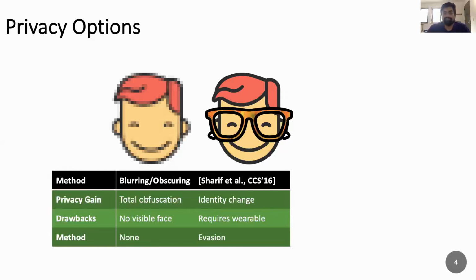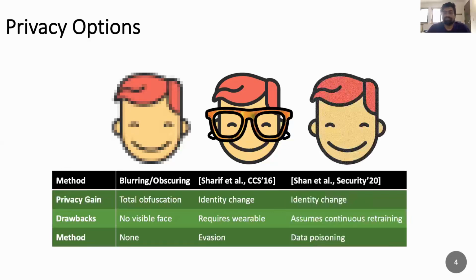Shan and his colleagues used data poisoning to corrupt the training of facial recognition models. However, this approach assumes the recognition models are trained on public data and will include the poison face image in the training set.